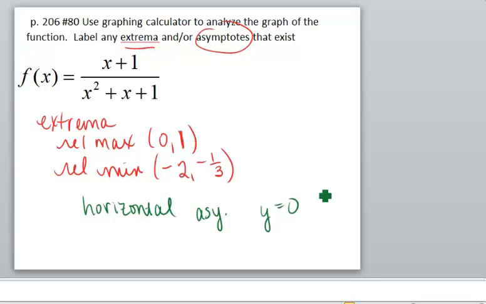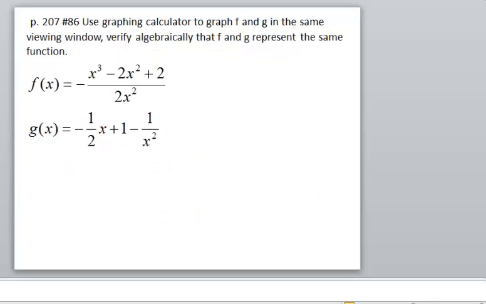Going on, we're going to use the graphing calculator again. This time I'm not going to enter those into the graphing calculator. We'll just go ahead and do this algebraically on this slide. You can use your graphing calculator to show that f and g are the same. What I will do is show you why they are the same.